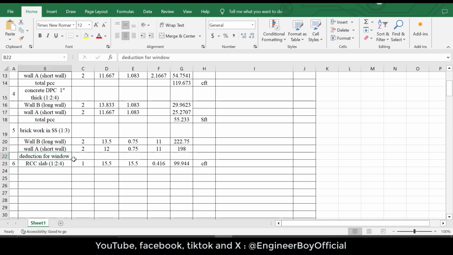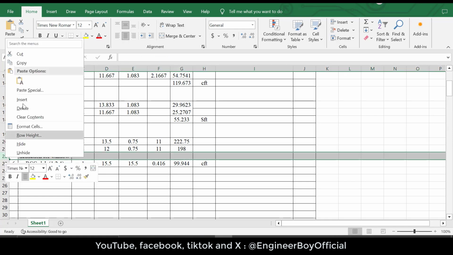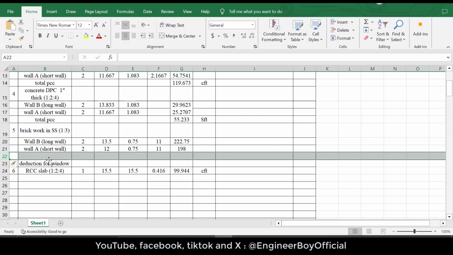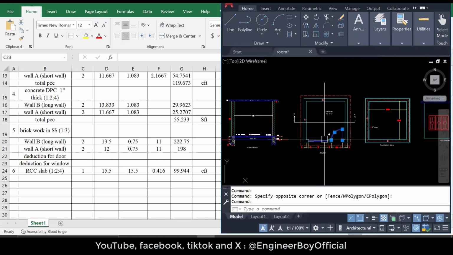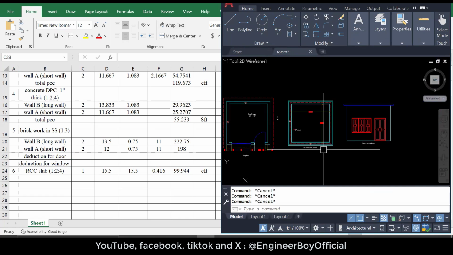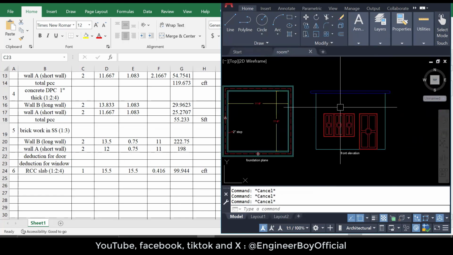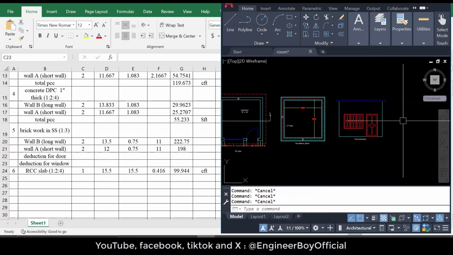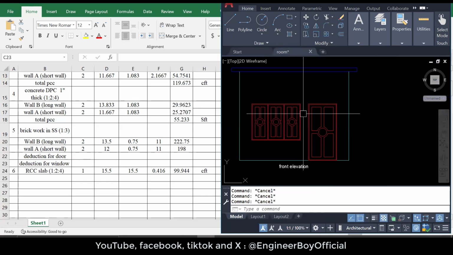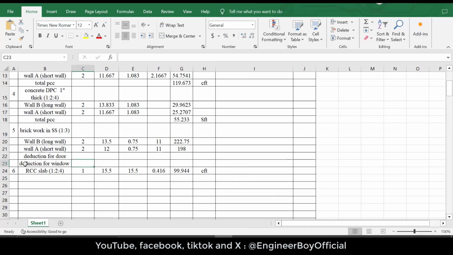Okay, so we have deduction for window, and let me just insert another row. So we can have deduction for door. Now in the same drawing, as you can see, you guys can see the screen, okay? Yes, sir. Okay, so we have only two things. You can confirm that from the 2D plan, from the section, and even from the front elevation. We have only door and window. So we will have deduction for those two things.